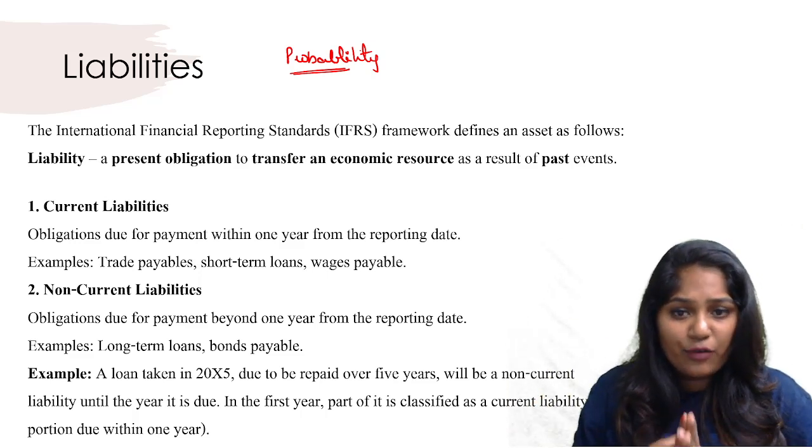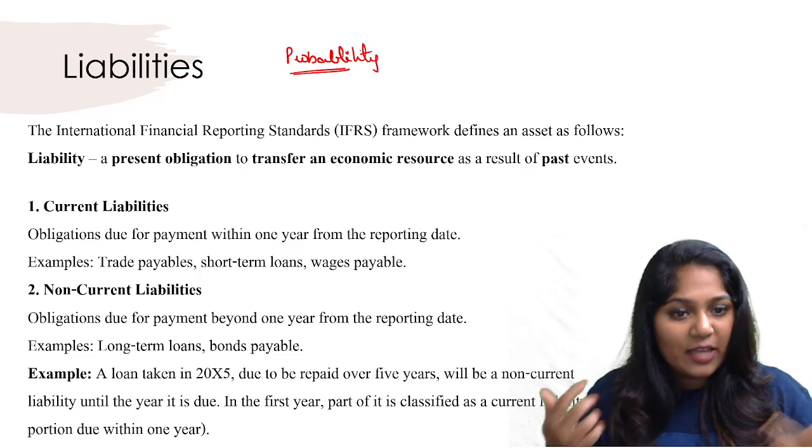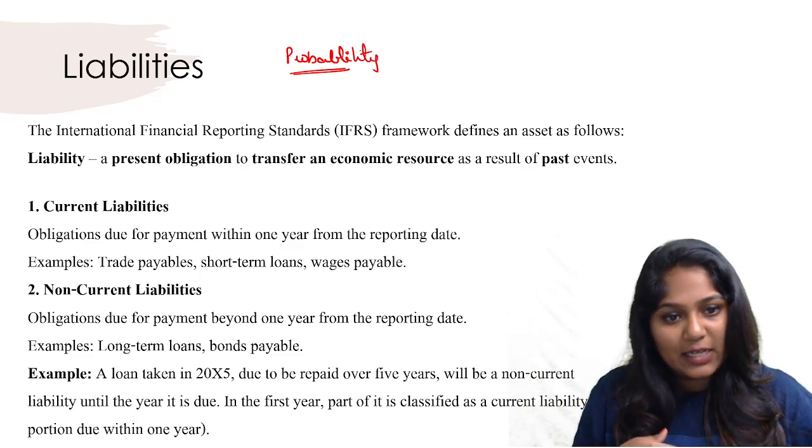Now you see, liabilities can be divided into two different parts, current and non-current. Just like your assets, anything that is going to be settled within 1 year in your organization, we call it a current liability.